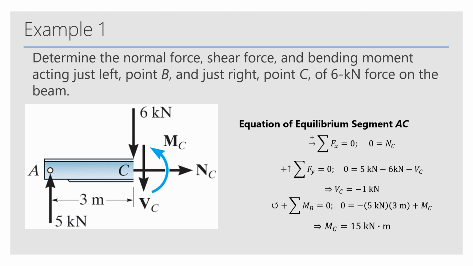Similarly, if we're looking at just right of C, we have pretty much the same equations, except now we have that external 6 kilonewtons acting on it. So we still have 0 for the normal. Now the shear force at C would be negative 1 kilonewton, which means the shear would be acting in the opposite direction. And then we still have the same moment, which is 15 kilonewton-meters.